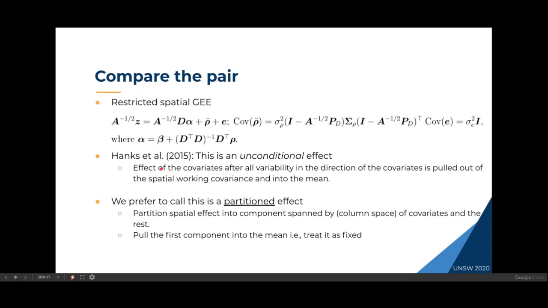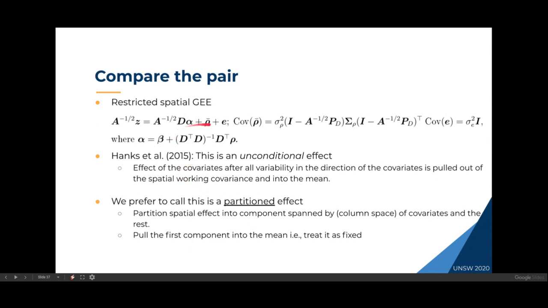Yeah, so essentially we call alpha a partition effect, because we partition the spatial effect rho into two components. There's a component that's spanned by the column space of the covariates, and then there's the rest, which is on the orthogonal complement. The idea behind alpha is that we take the first part, the part spanned by the column space of the covariates, and we pull it into the mean and treat it as a fixed effect. The remaining part, which is rho bar, the residual projected spatial effect, remains random and forms part of the restricted spatial working covariance matrix. And that's essentially why we call alpha a partition effect.